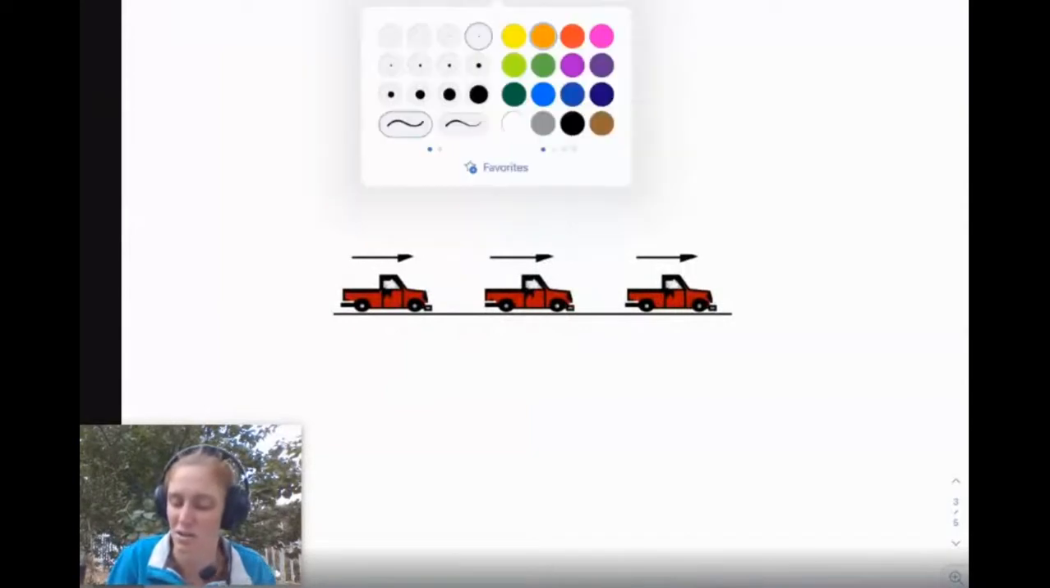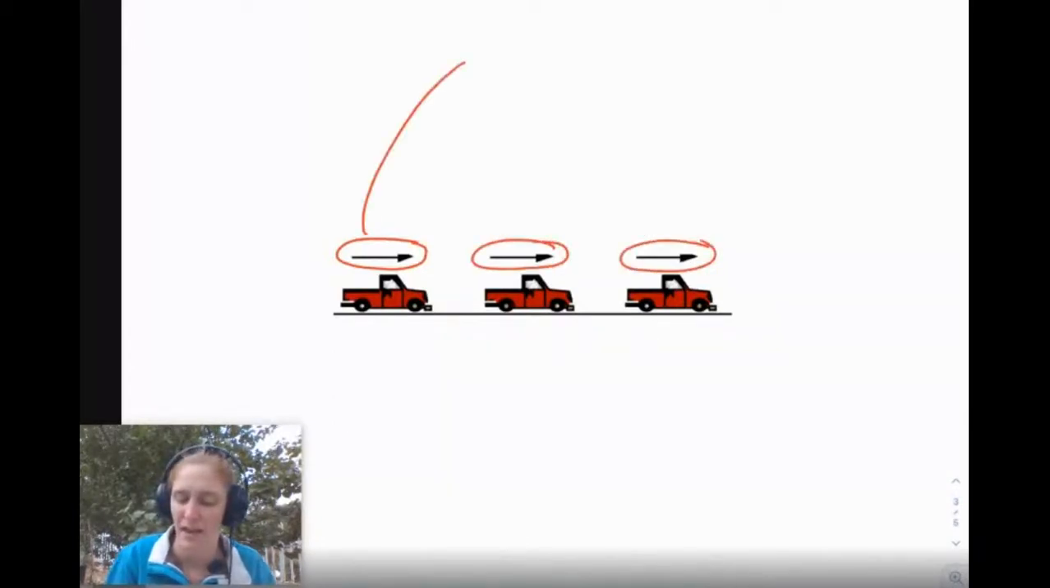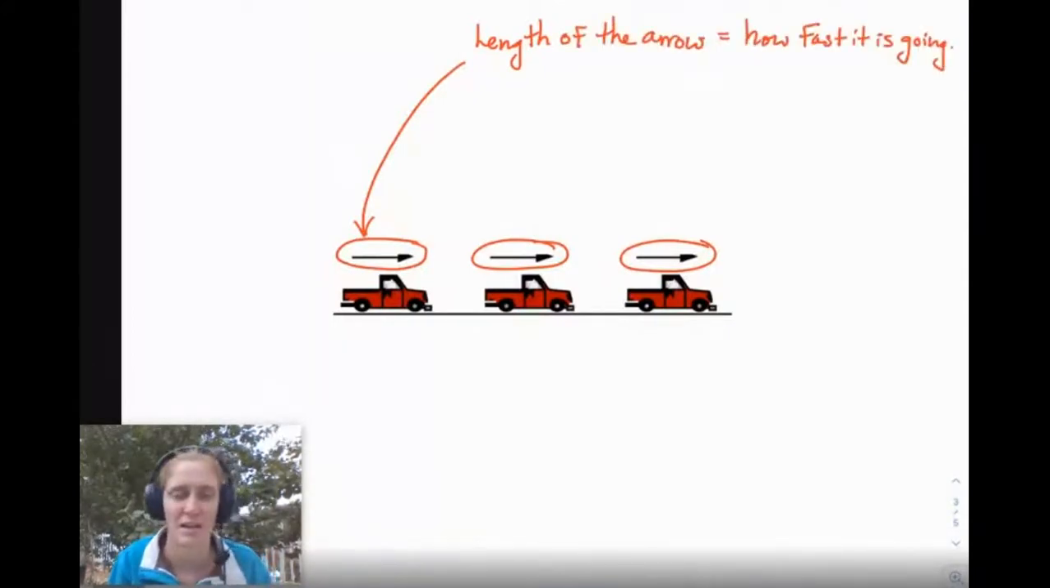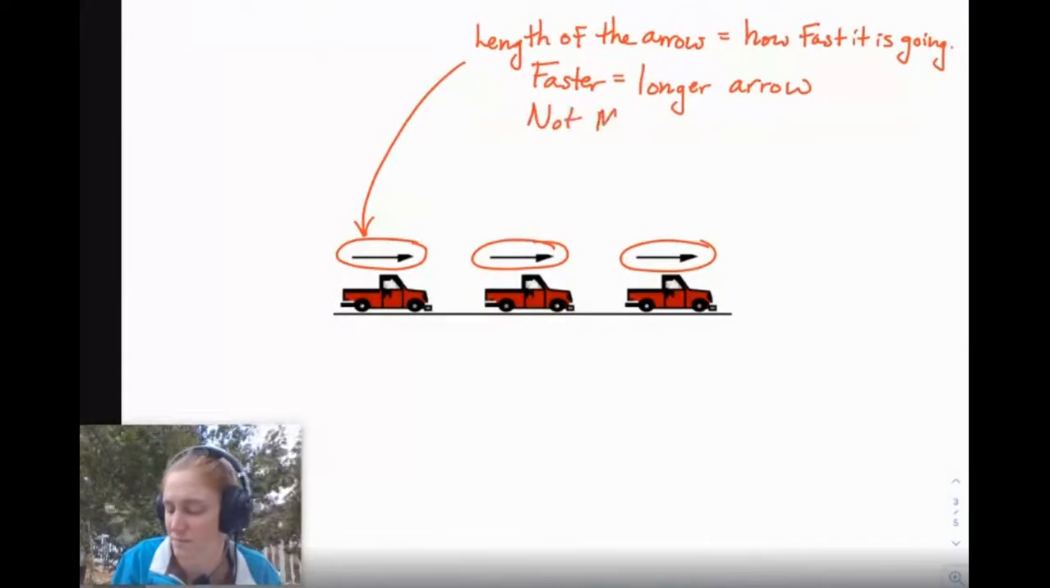And the first thing that you need to know here is what these arrows mean. So on all these drawings, you're going to see arrows, and the length of the arrow is going to represent how fast it's going. Now, what this means is that if it's going fast, so faster would mean longer arrow. And if it's not moving at all, I will have a dot. It'll just be a dot.